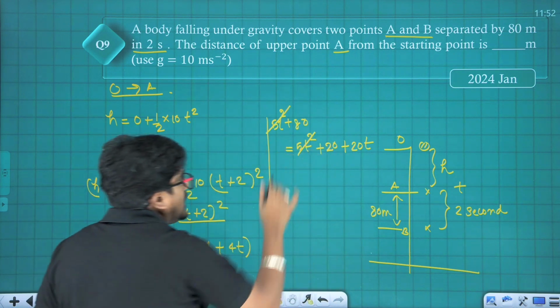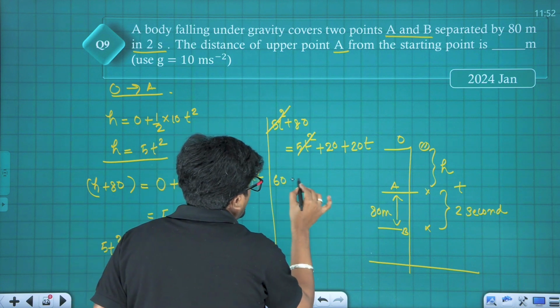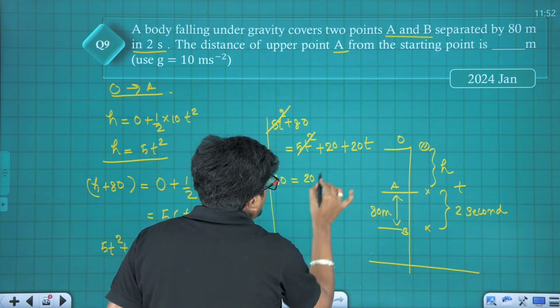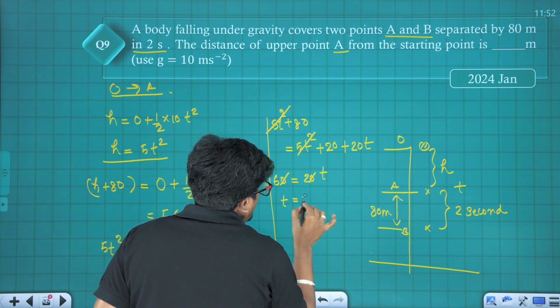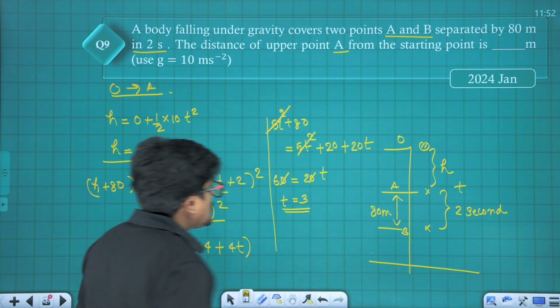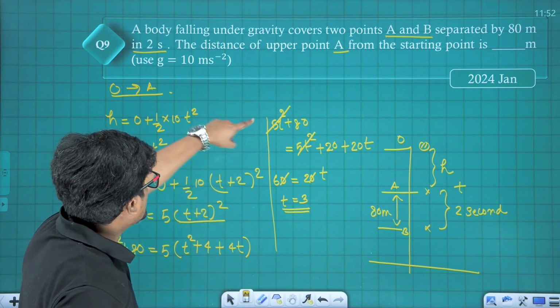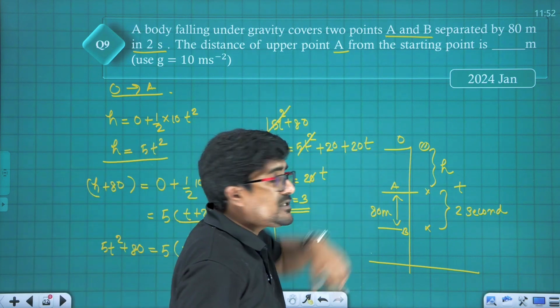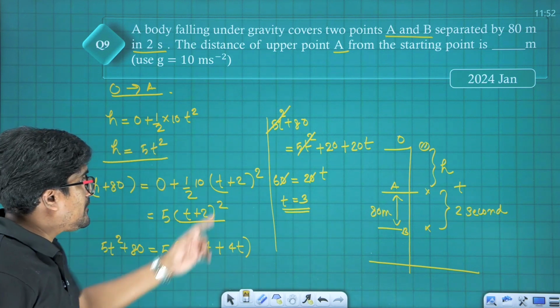Let me take this 20 towards the left. So on the left hand side it's going to be 60. 60 is going to be 20 times t. So t is going to be 3 seconds. Now the question is asking for the distance OA. So OA is the distance traveled in 3 seconds basically, isn't it?